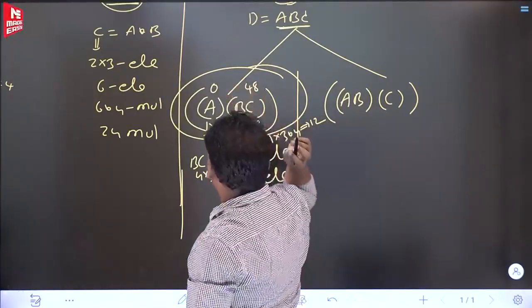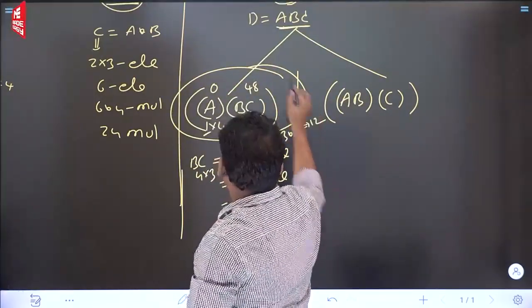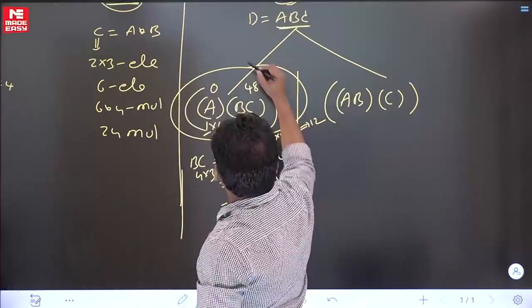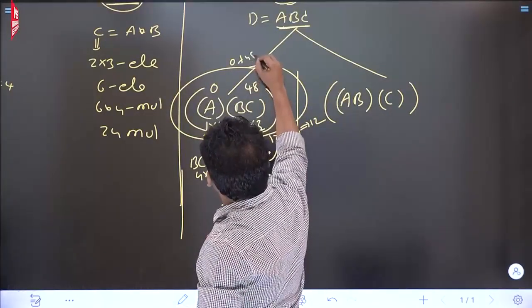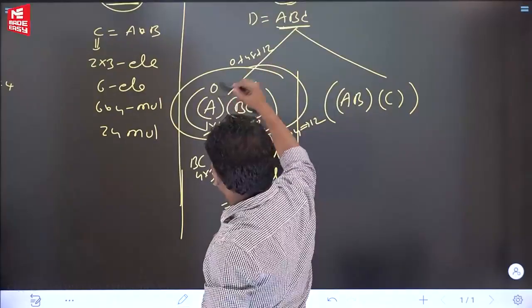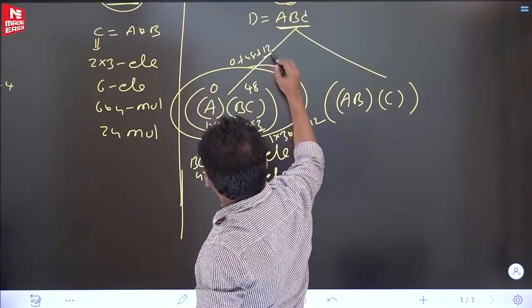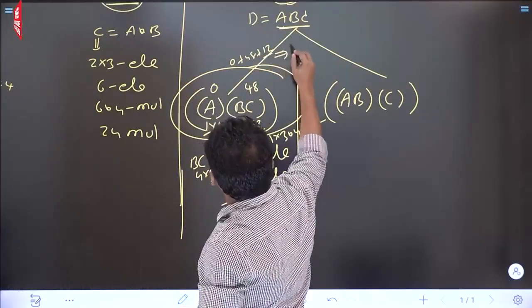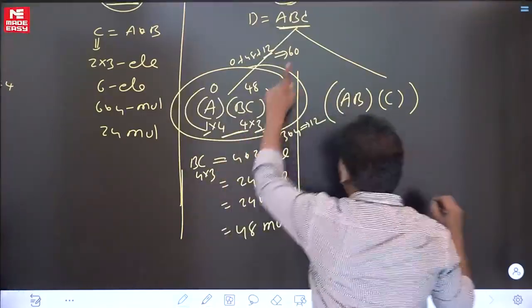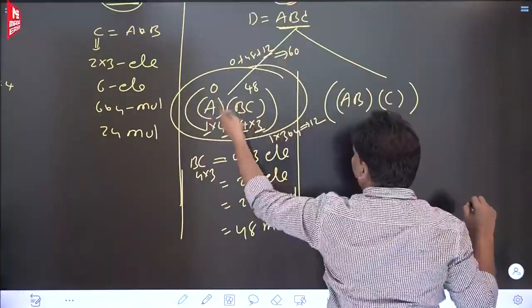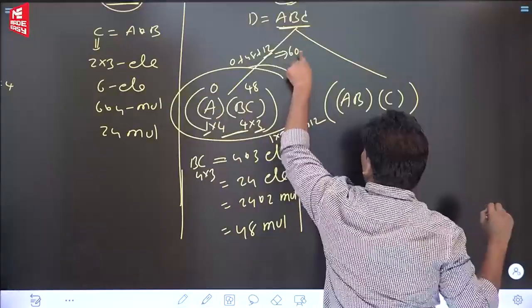So see this one. Left one to get: 0 multiplications. Right one to get: 48. Combine: 12. So what is the answer? 0 plus 48 plus 12. This is for left, this is for right, this is for combined. What is 48 plus 12? I think 60. So to do ABC, one way is A into BC, which requires 60 multiplications.